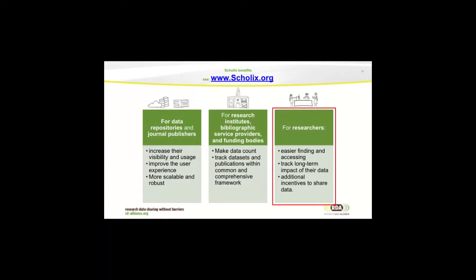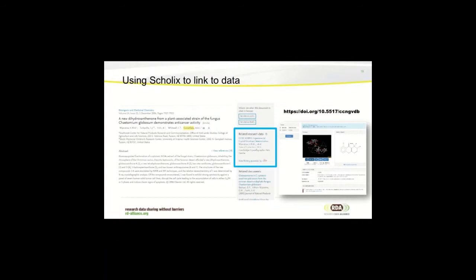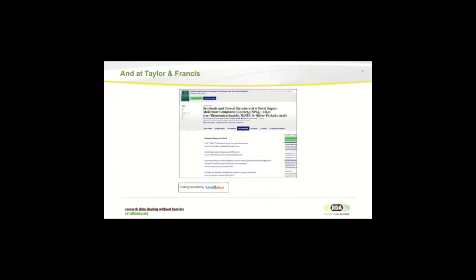And finally, and definitely not least, is the researchers. So easier finding and accessing underlying data or research linked to that data, tracking the long-term impact, and it might feed into additional incentives to share data as well. As said, again, a quick example in this paper on Scopus, it's easy to find and link to the related research data in the Cambridge Crystallographic Database. So you're able to link to and find the chemical structures and related information really simply.